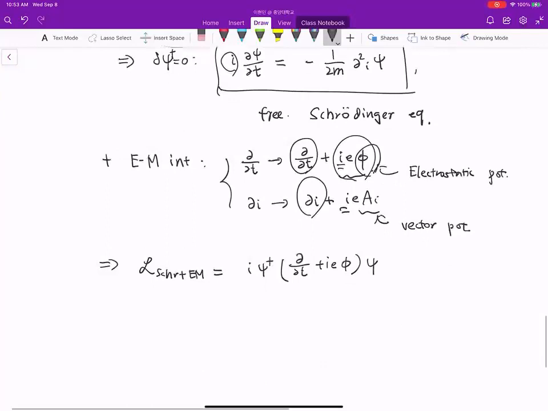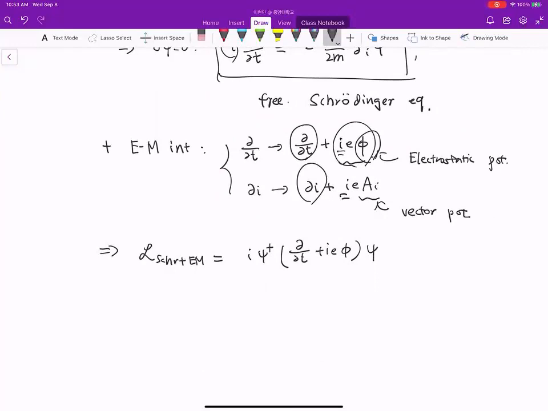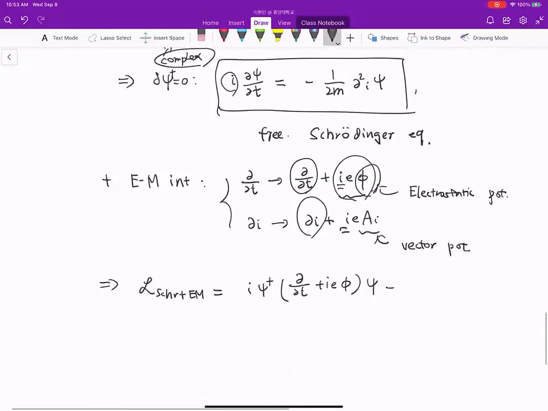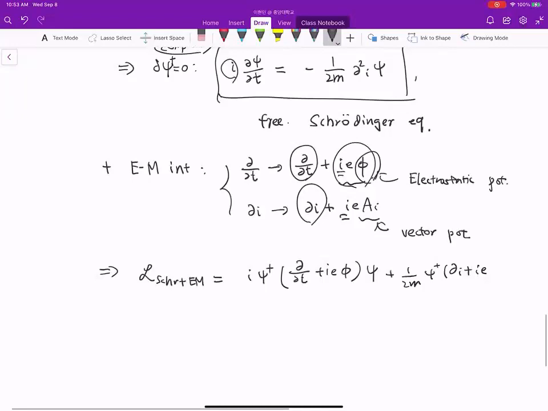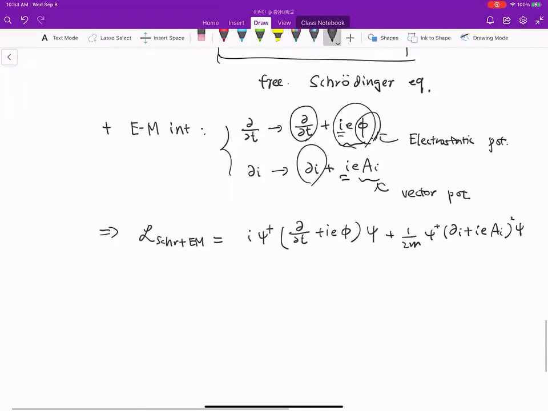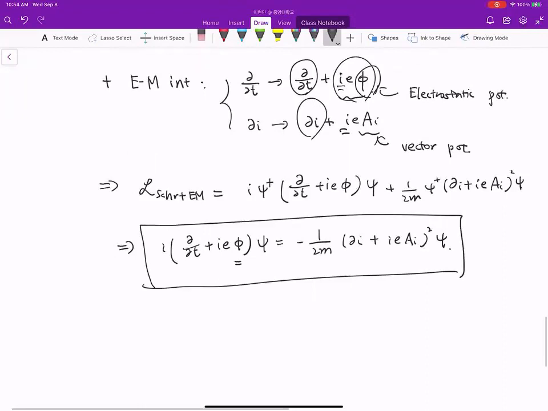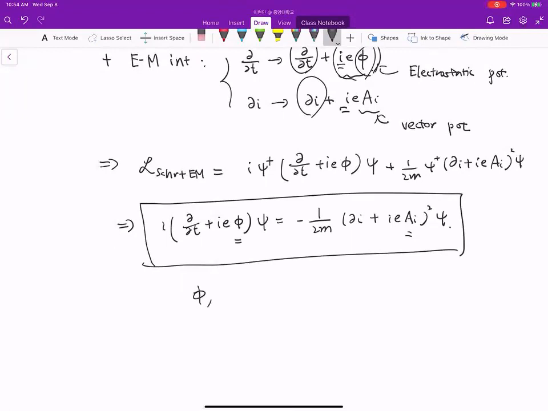Let me go back to this one. So this spatial gradient can be written this way, and therefore you have a Schrödinger equation with the electromagnetic interaction. In the non-relativistic limit, we normally treat the electromagnetic interaction as a background field.